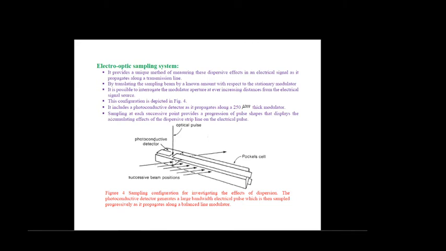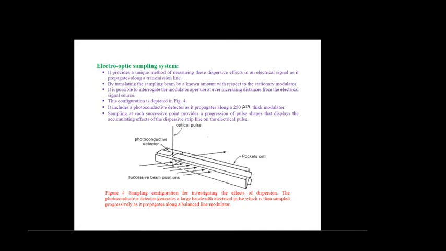The electro-optic sampling system provides a unique method, as reported earlier, of measuring these dispersive effects in an electrical signal as it propagates along the transmission line. So actually this method is used for that.